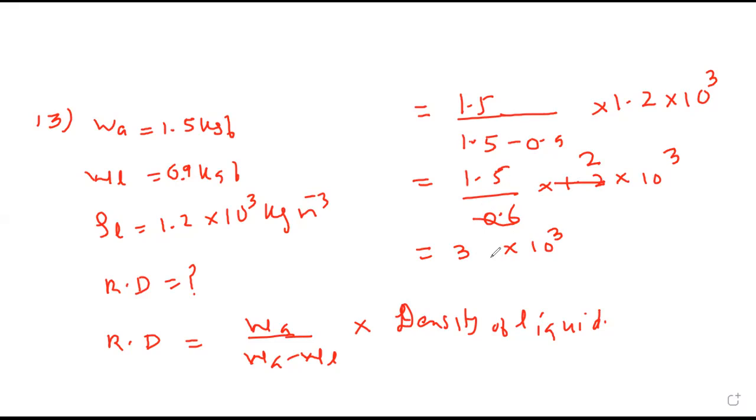That is okay. Relative density, oh, this is the density of liquid, so this will be upon water's density, upon 10 raised to 3. The 10 raised to 3 cancels, so the answer is 3. Right. Whenever it is density of liquid, in the formula we have to multiply with the relative density of liquid.